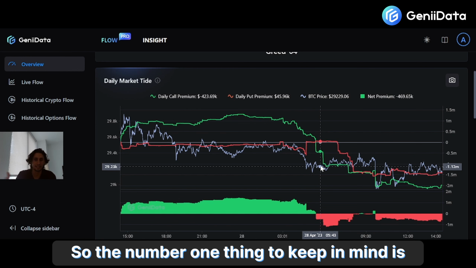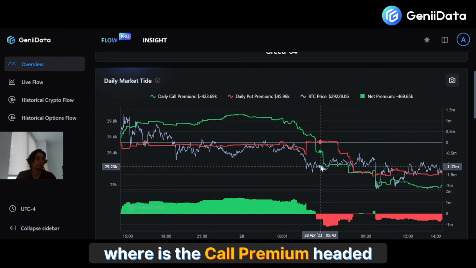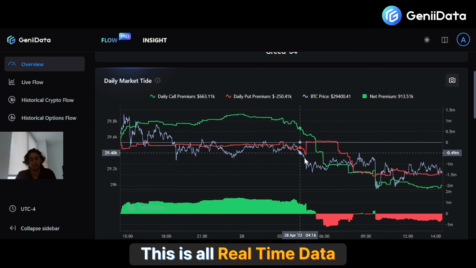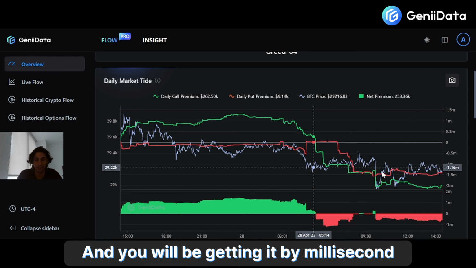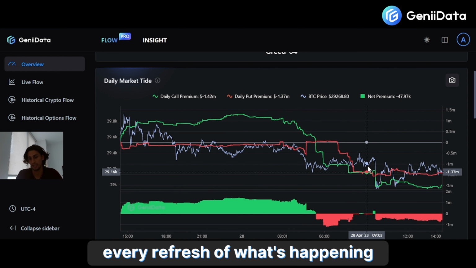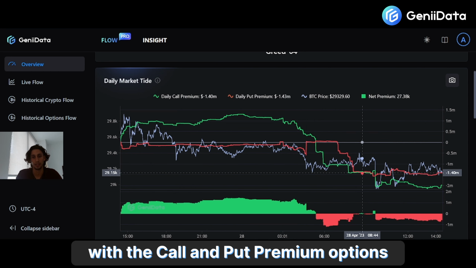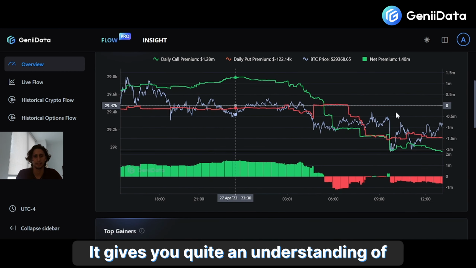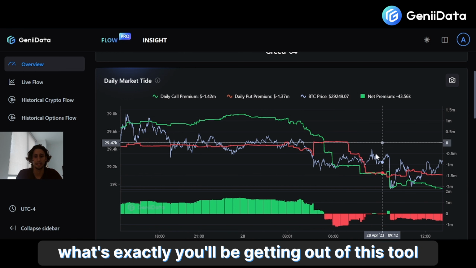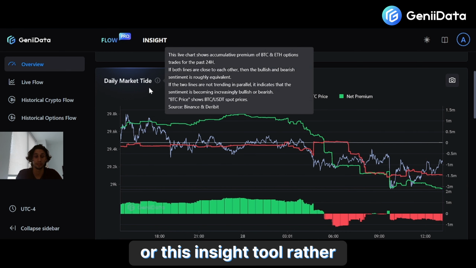So the number one thing to keep in mind is where the call premium is headed and where the put premium is headed. This is all real-time data, and you'll be getting a millisecond refresh of what's happening with the call and put premium options. So we hope that helps on the daily market tide. It gives you quite an understanding of what exactly you'll be getting out of this tool, or this insight tool rather.